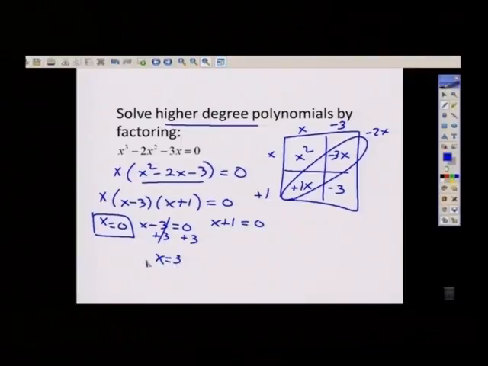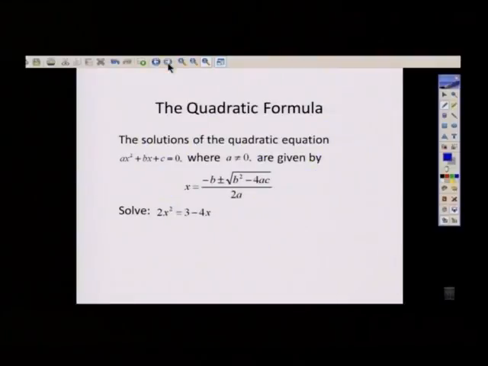X equals 3 is a possible solution. X equals -1. Last one. As I was saying a few minutes ago, there are some problems that you can't solve by factoring. And this is an example of one.